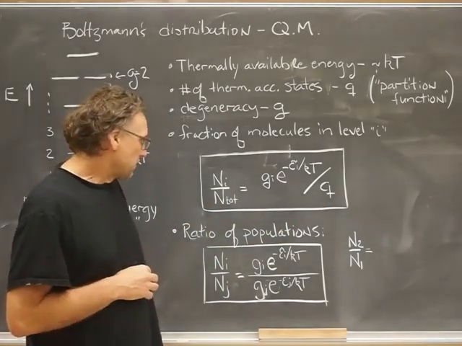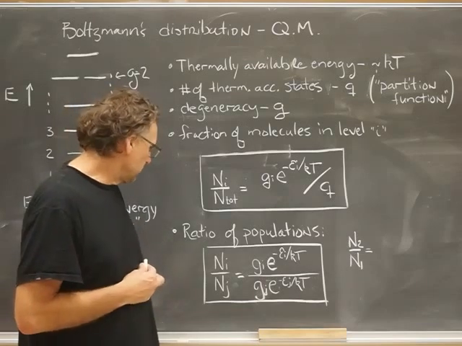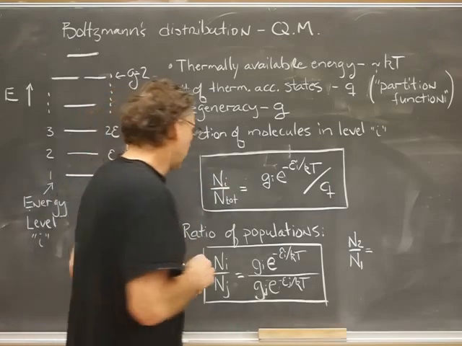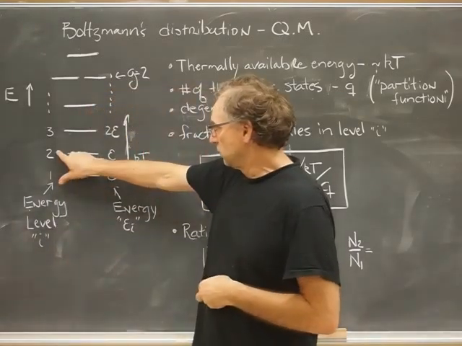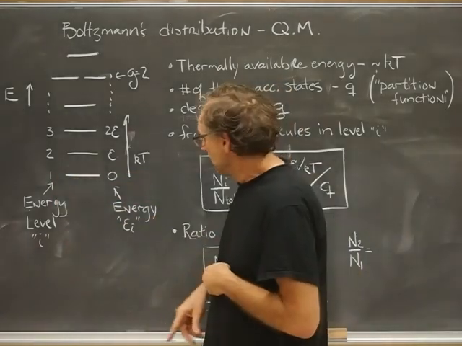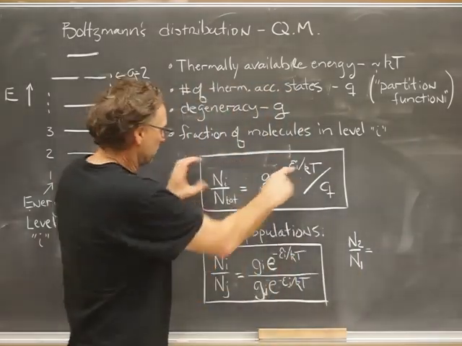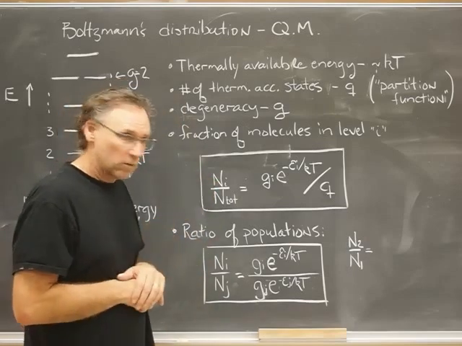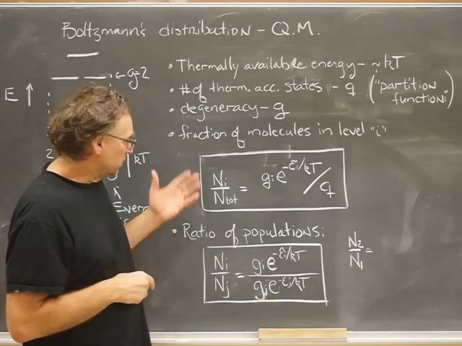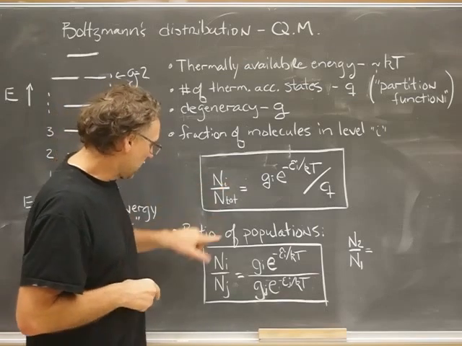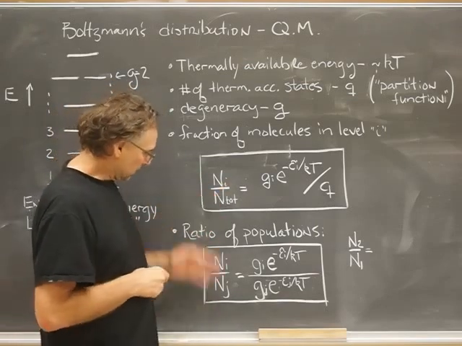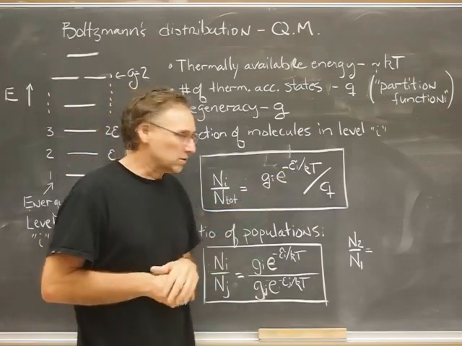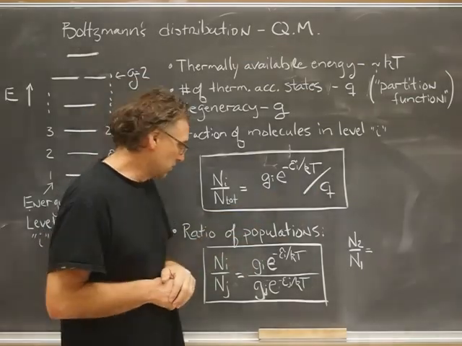Now, the way we often use this is actually as a ratio. I would like to know the ratio of populations in state 2 versus state 1. To do that, I would take this formula with i and divide it by the same thing, but with j. When you do that, we get Ni over Nj. The total number of molecules cancels out. The degeneracies and this exponential term stay, but now the partition function also cancels out.